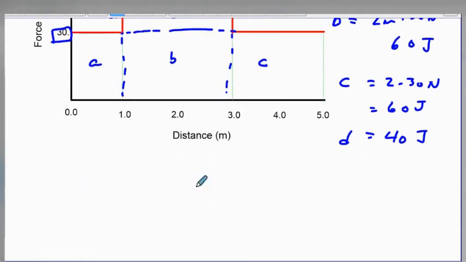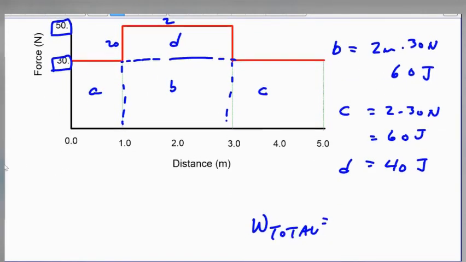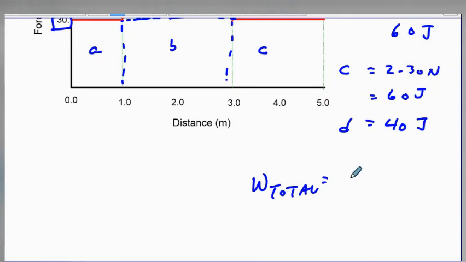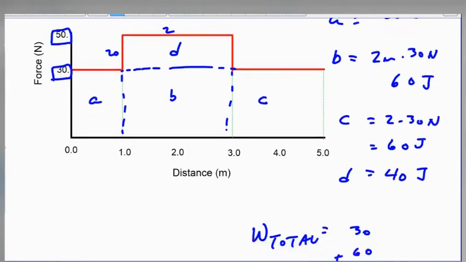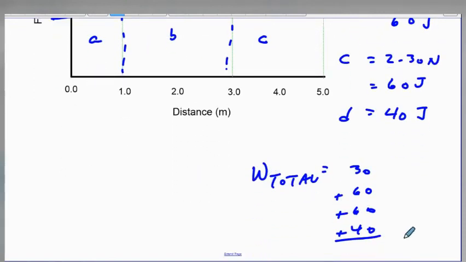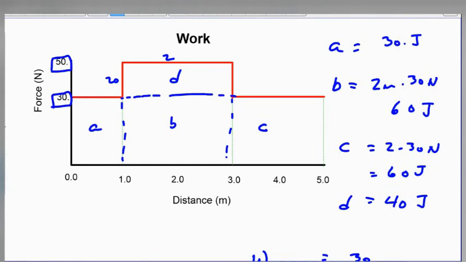So the total work here would be the sum of all the pieces. So what do we have? We had 30 plus 60 plus 60 plus 40. Yeah, okay, that's good. 190 joules of work done here. Okay, so we're just adding up all the pieces.